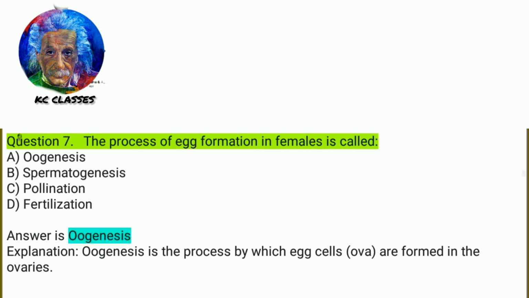Question 7. The process of egg formation in females is called A. Oogenesis. B. Spermatogenesis. C. Pollination. D. Fertilization. Answer is oogenesis. Explanation: oogenesis is the process by which egg cells, ova, are formed in the ovaries.